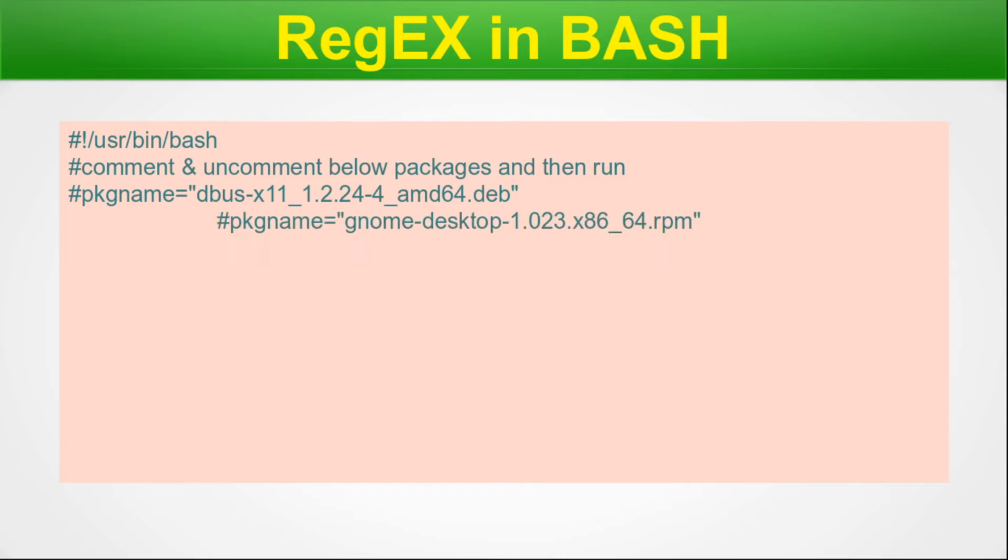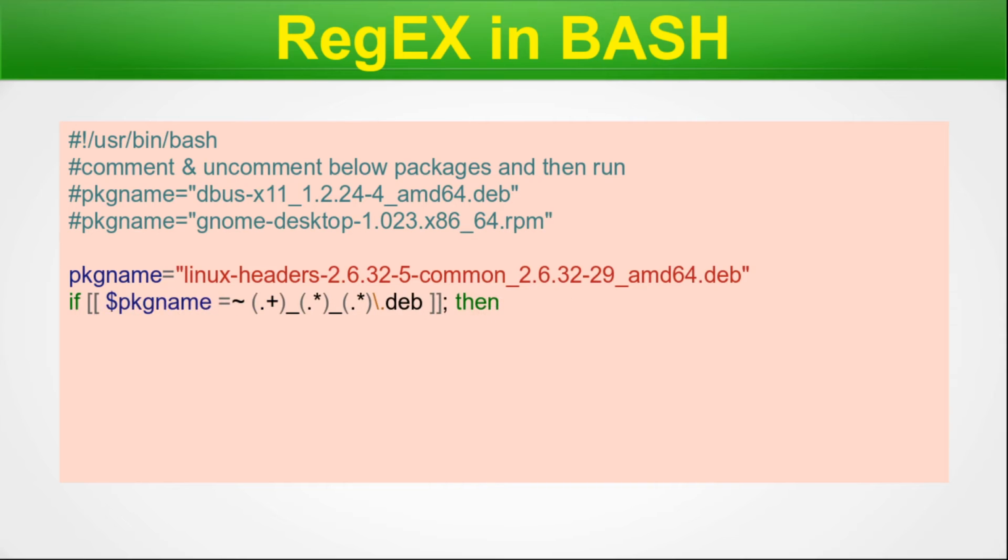So here we are displaying another example. Hashbang /usr/bin/bash. Start the script. Similarly comment and uncomment as we have done in the previous slide, and here the package names are there. And here what we are doing is package name equal to tilde, we are matching groups. So there are three paired parentheses, okay, and they will match three different particular strings, okay.